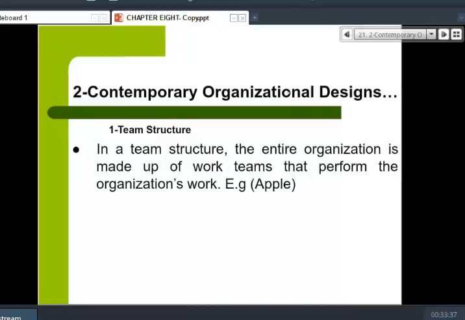The contemporary organizational designs. Team structure. In a team structure, the entire organization is made up of work teams that perform the organization's work. For example, Apple has a team structure. The specific job of each team is to perform the organizational work, and also to perform the organizational mission in general.